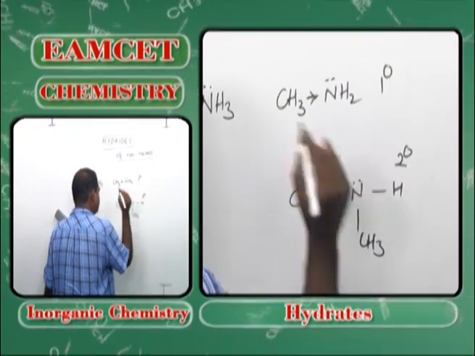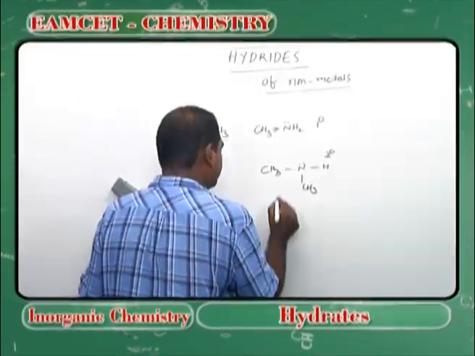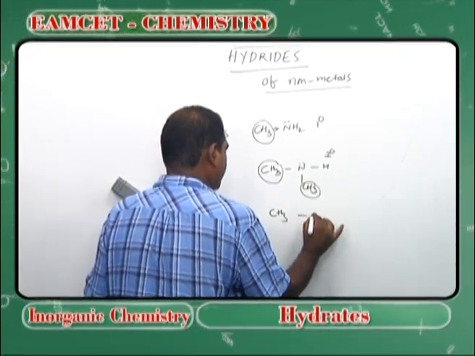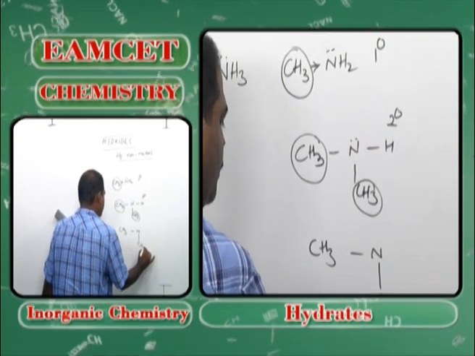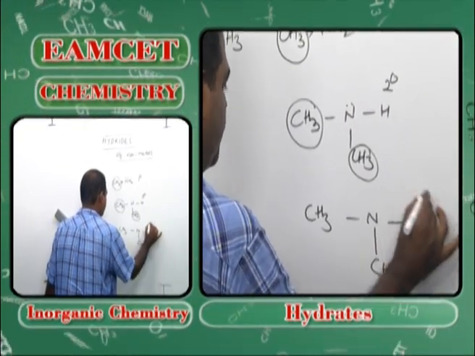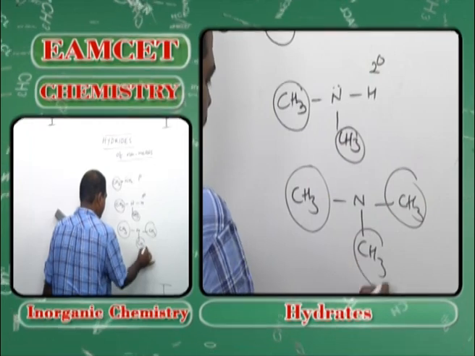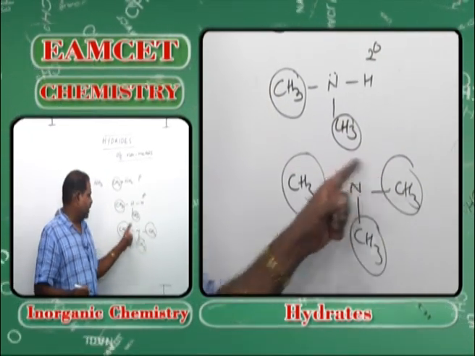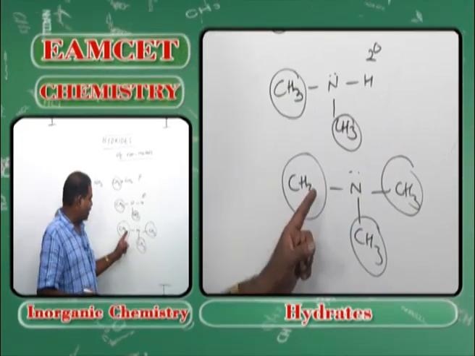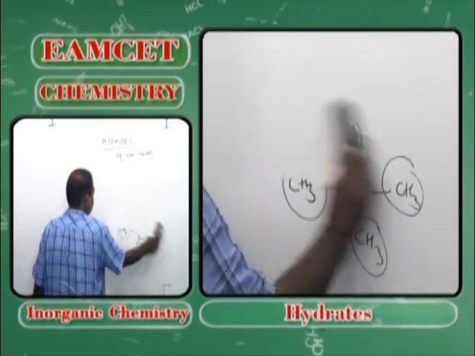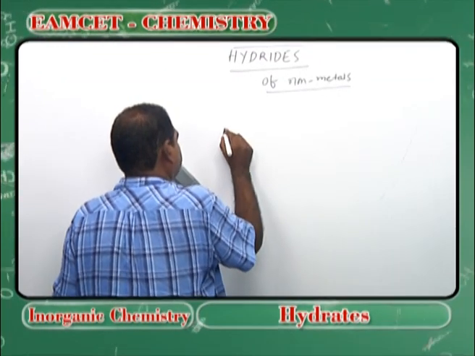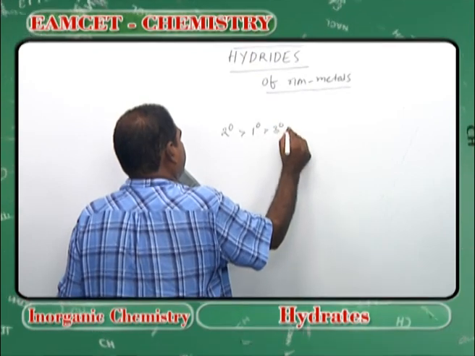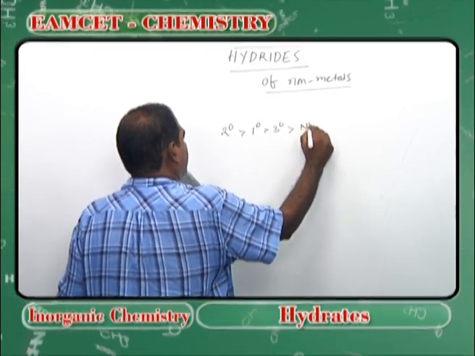So tertiary amines, where three methyl groups are there, are expected to be most basic, but because of congestion, there are three methyl groups, and the proton cannot approach the lone pair. That is called steric hindrance. Because of steric hindrance, secondary amines are more basic than primary, more basic than tertiary, more basic than ammonia.